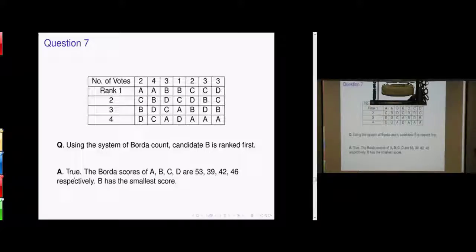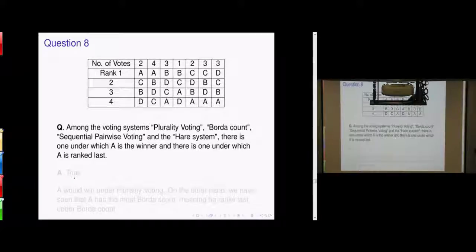Is this right? Yes? Anybody else? Is this right? Okay, if the calculation here is right, then B is a winner. So B is the winner. Okay, let's move on to the next question.